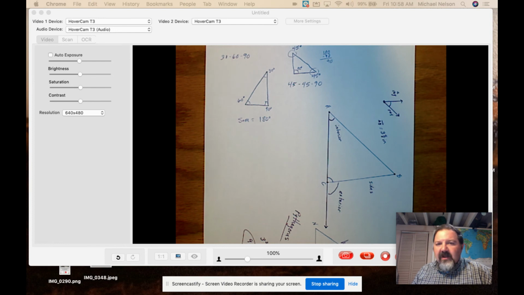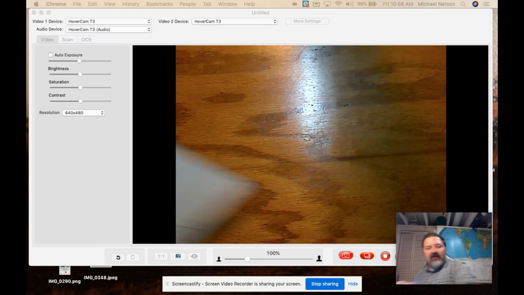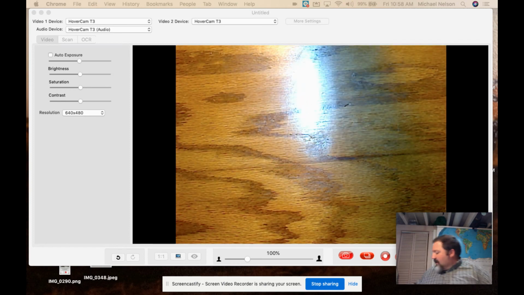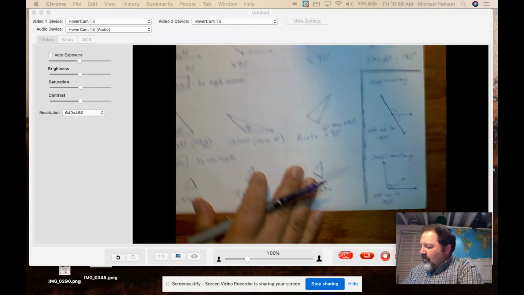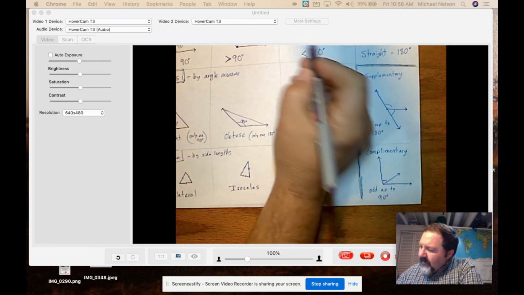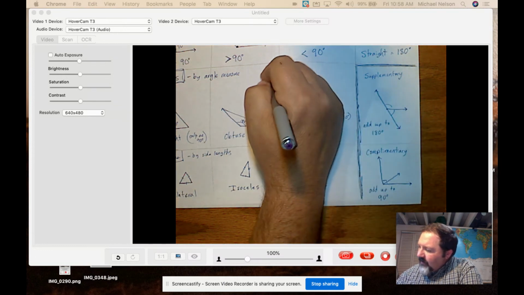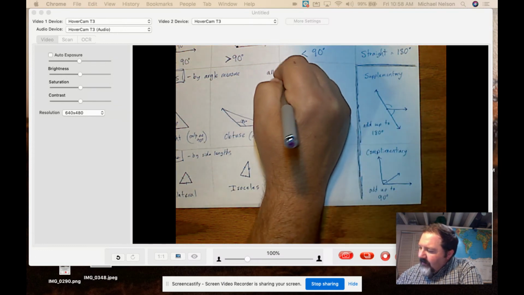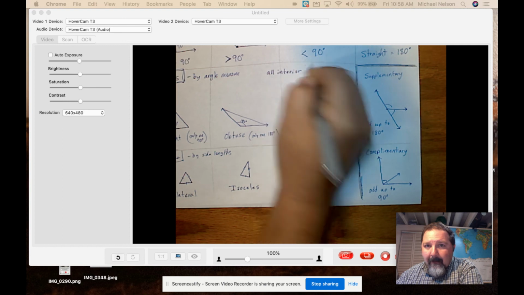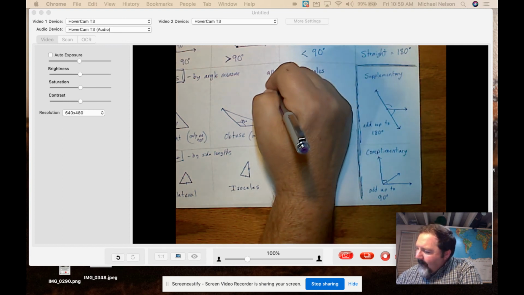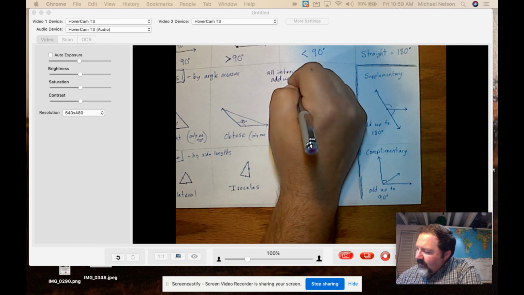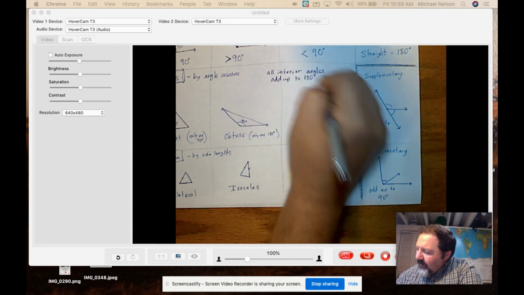One more time, the interior angles always add up to 180 degrees. And so we might add that to our notes here. I'm going to add that in purple. Let me put it down here maybe. All interior angles add up to 180 degrees.